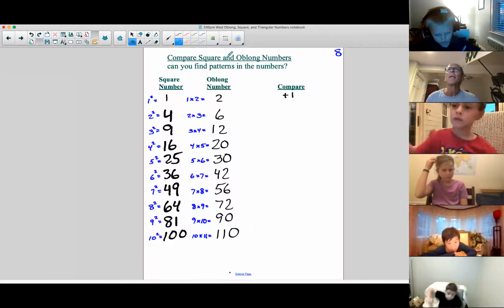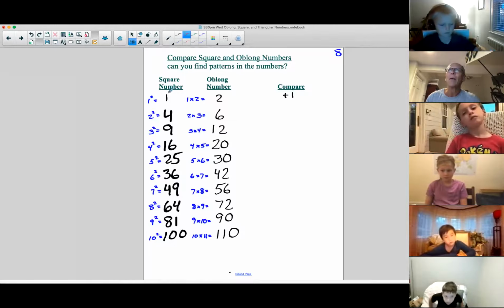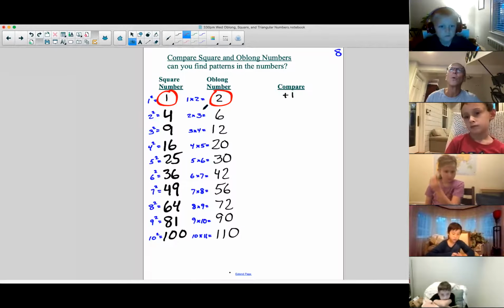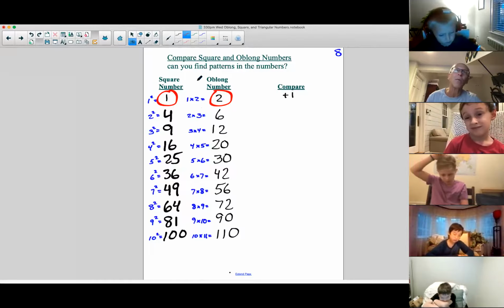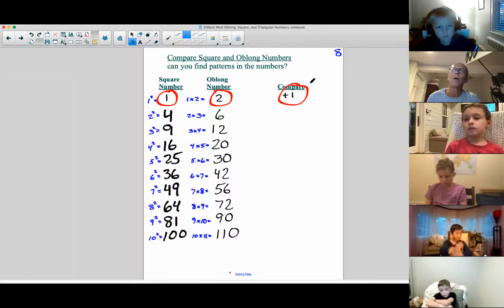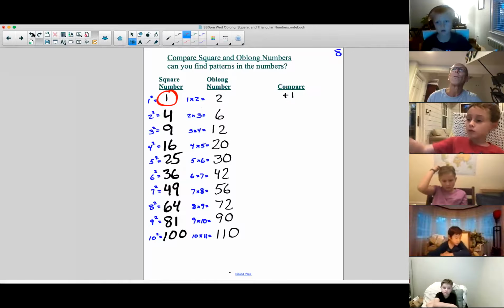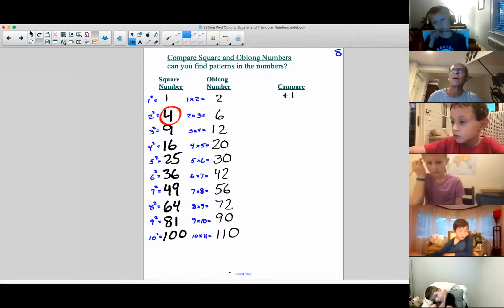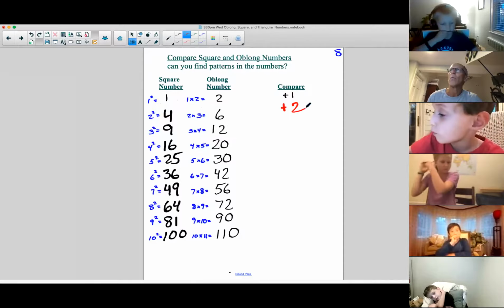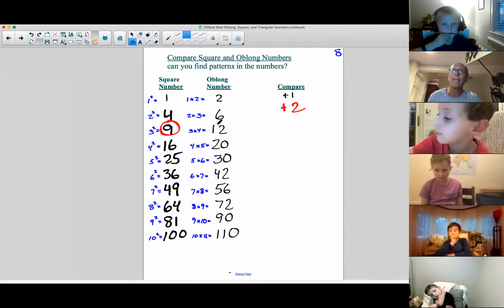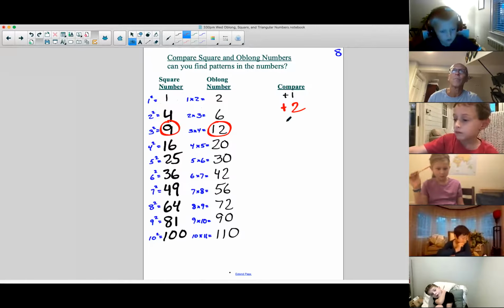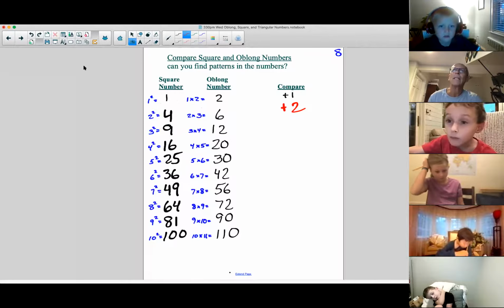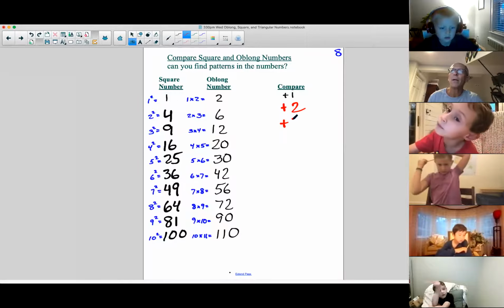Now, can anybody tell me how to compare 1 and 2? What do we have to add to 1 to get to 2? 1. What do we have to add to 4 to get to 6? 2. What do we have to add to 9 to get to 12? 3. So guys, do you all see a pattern?